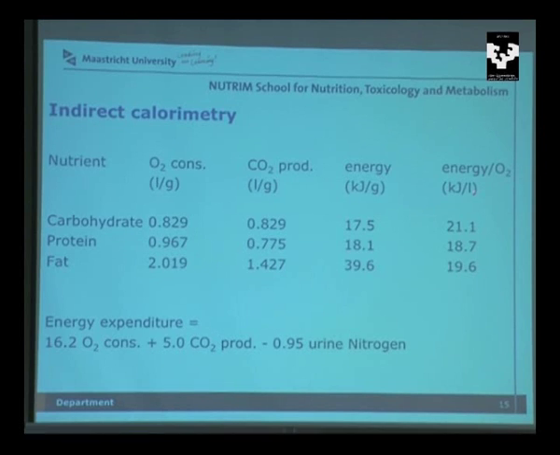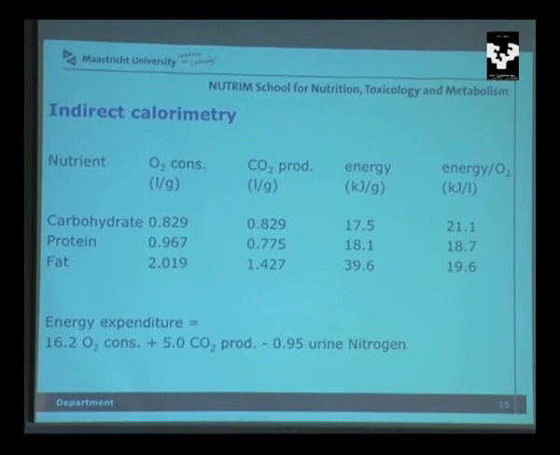If you look at it in energy per liter of oxygen consumed, then carbohydrate is the most efficient fuel for the human body. Carbohydrate will give you the most energy for 1 liter of oxygen that you are using. Fat is a little bit less efficient, and protein is even less efficient than the other two.